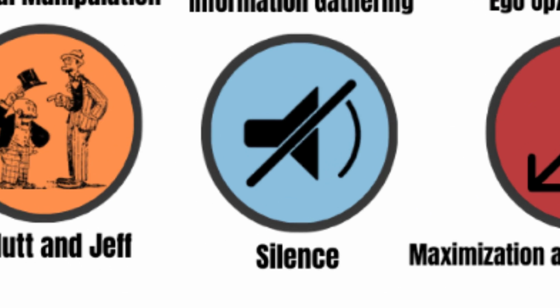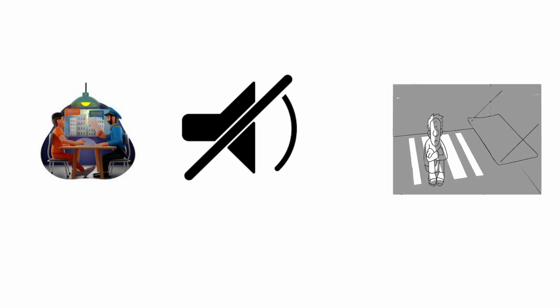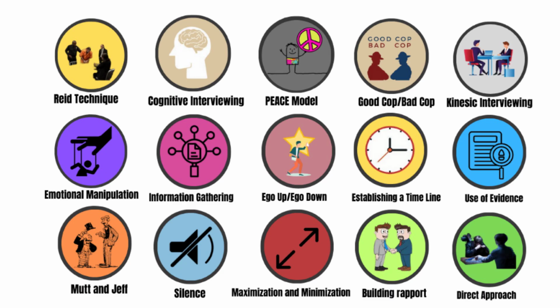Silence. The interrogator uses prolonged periods of silence to make the suspect uncomfortable. The awkward silence can pressure the suspect into talking to fill the void.